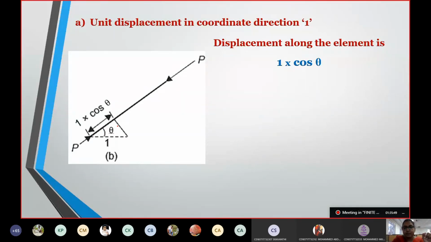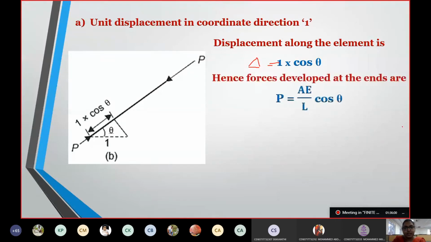All right. So what will that become? The displacement. Now this is the value of delta. The displacement along the element is 1 into cos theta. So what will the force become? P is equal to A by L into delta, right? We have seen in the previous slides, P is equal to A by L into delta. Now here what is the delta? 1 into cos theta. So the forces developed at the ends are P, that is this P and this P, is A by L cos theta.